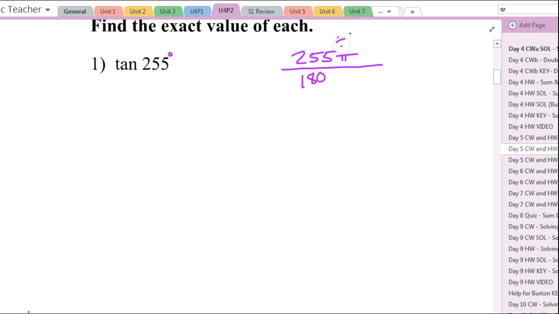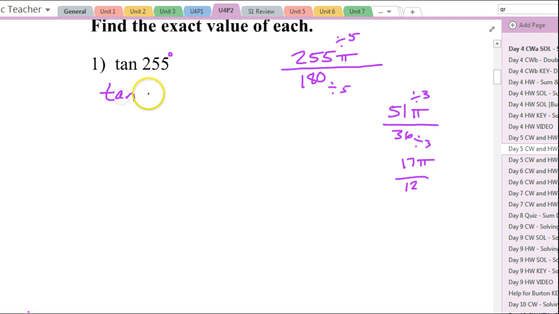Now, Jordan, if I divide both of these by 5, what am I going to get so far? You get 51 over 36. All right, so now I have 51 over 36. Now, both of these are divisible by 3. So do that and tell me what you get. 17 over 12. Okay, so I have 17 pi over 12. So far that's what we have. So this problem can be rewritten as the tangent of 17 pi over 12.